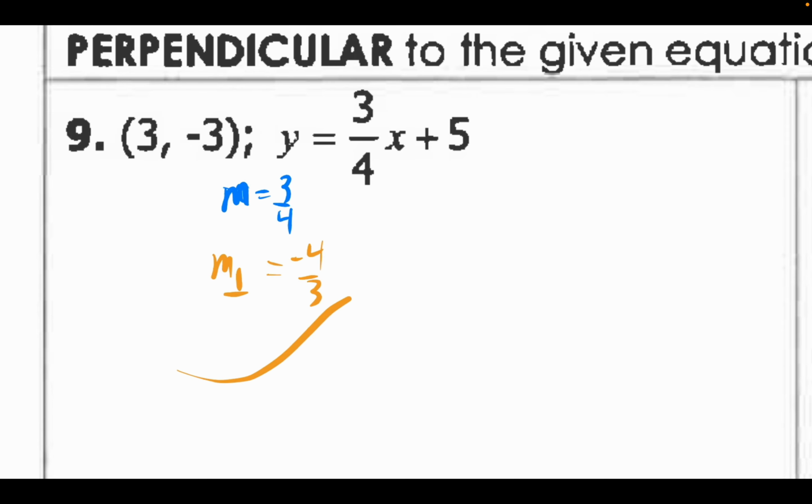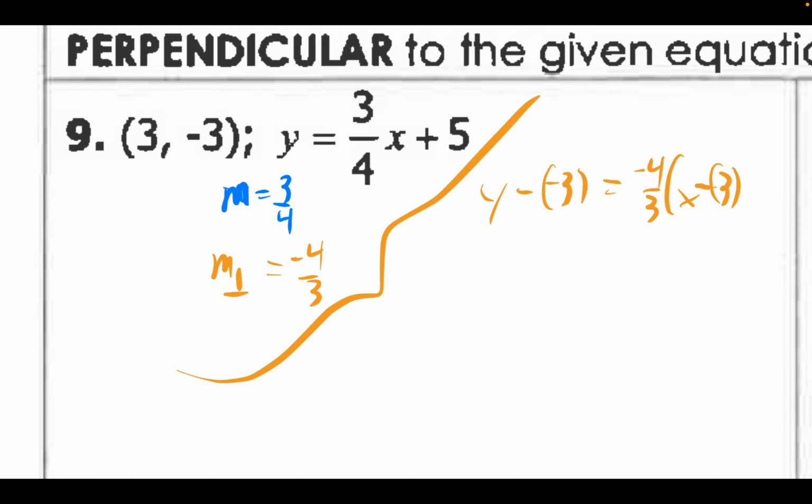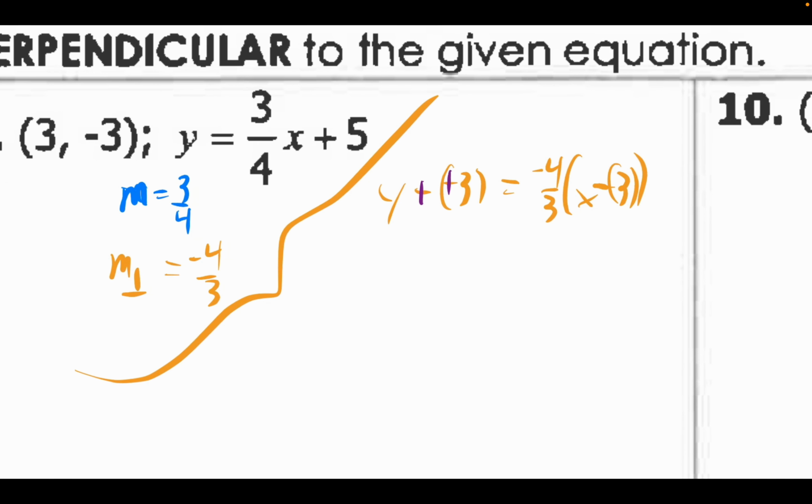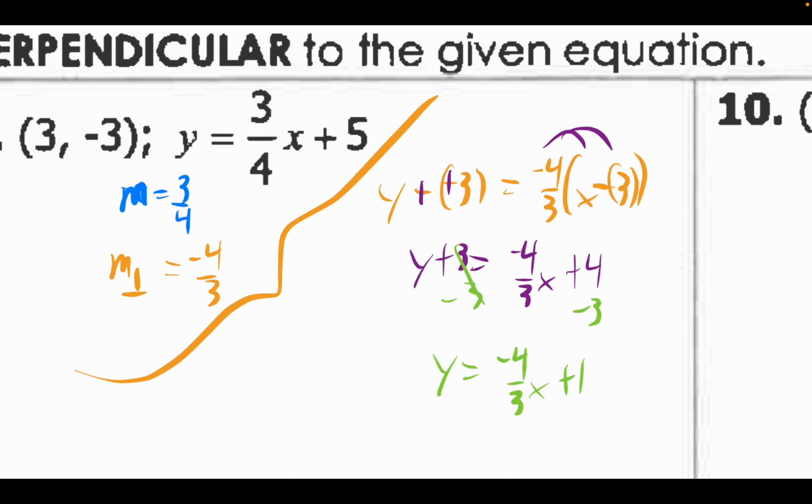So I go ahead and plug this into point slope form, and I get y minus a negative 3 is equal to negative 4/3 times x minus 3. I go ahead and make those adding, and I distribute my negative 4/3, and I get y plus 3 equals negative 4/3 x plus 4. Subtract 3, and I get y equals negative 4/3 x plus 1.